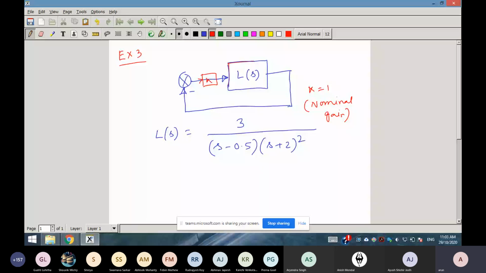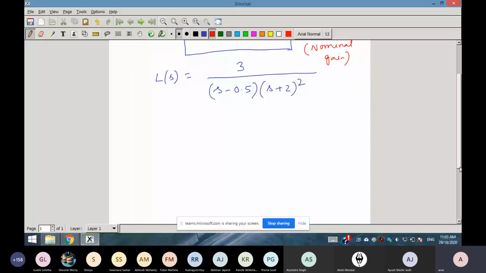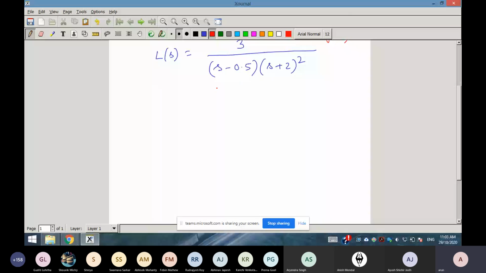So this is the loop transfer function, suppose. Now I will draw the root locus for this. My shape is not important, but the imaginary axis crossing and all these things are important. Suppose here one root is at 0.5 and the other two roots are at minus 2, minus 2.